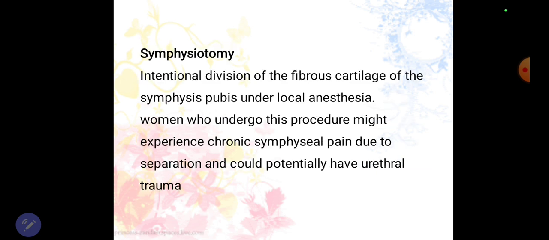Symphysiotomy is intentional division of the fibrous cartilage of the symphysis pubis under local anesthesia. Women who undergo this procedure might experience chronic symphyseal pain due to separation and could potentially have urethral trauma.